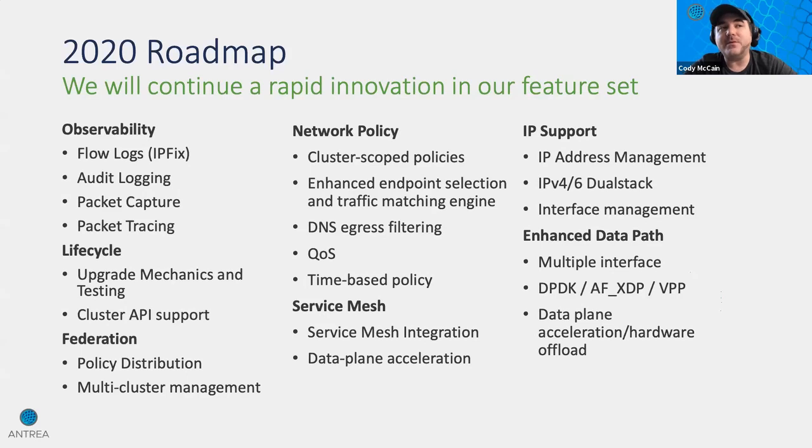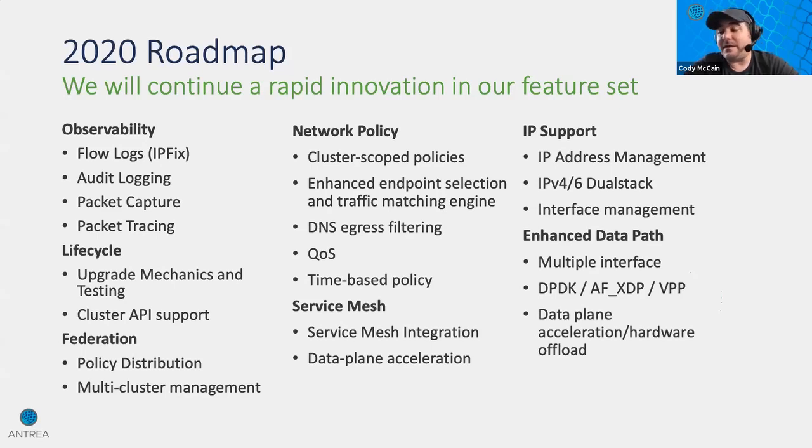In terms of IP support, it's incredibly important to have IP address management. Right now we support a static assignment to each node, and we're going to be moving into a lot more flexible options there this year. Also IPv4 and IPv6 dual stack. As Kubernetes begins its journey into IPv6, we want to be right beside it, so that applications that want to take advantage of version 6 sockets have the capability to do that, and service load balancing as well.